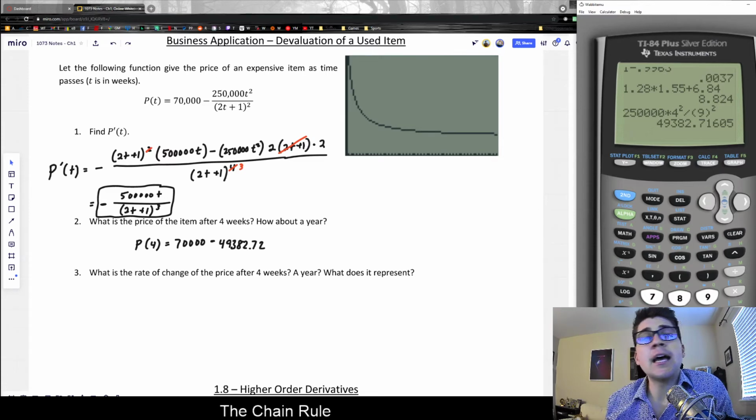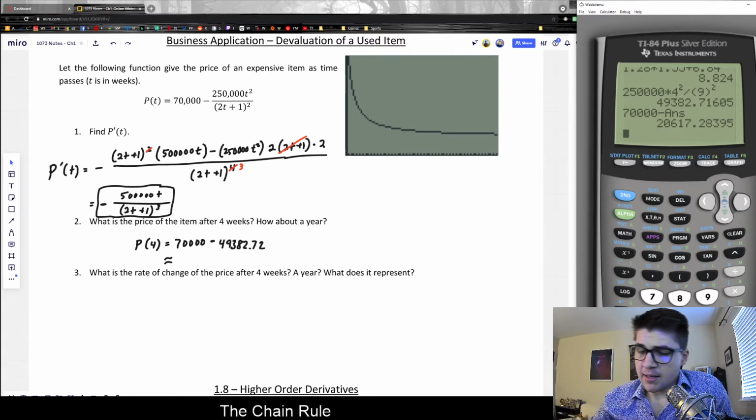So I'll just go ahead and round it to the nearest cent, since this is a price example of an item over time. And we could estimate that to be, well, I need to do 70,000 minus that answer, which comes out to be approximately $20,617. I'll just round off the change because it's a pretty big number anyways. But obviously, I could be more accurate if I wanted to, or if I was instructed to.